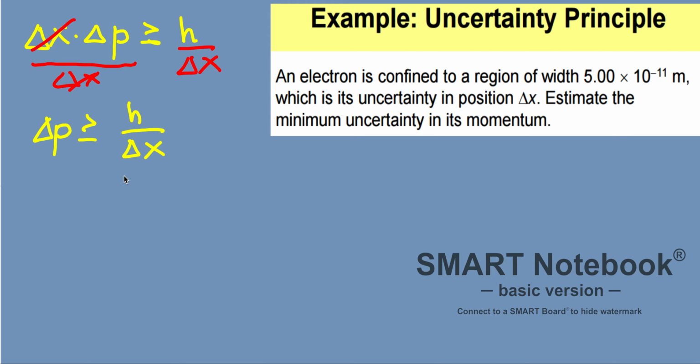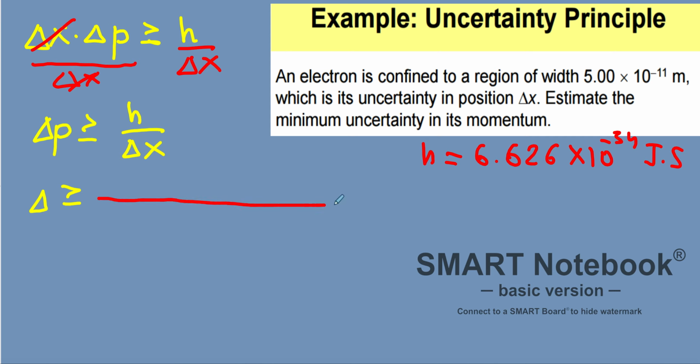And now delta p is greater than or equal to... Now we want to plug in the numerical values. But first of all, let's find out what h is. So h, the Planck constant, is equal to 6.626 times 10 to the minus 34 joule times second. Now we are going to plug in this constant instead of the h, the Planck constant, which happens to be 6.626 times 10 to the minus 34.